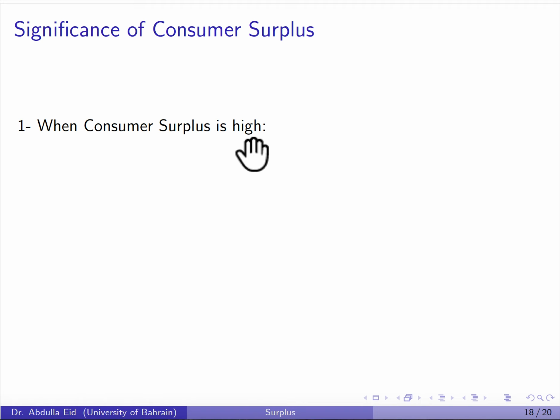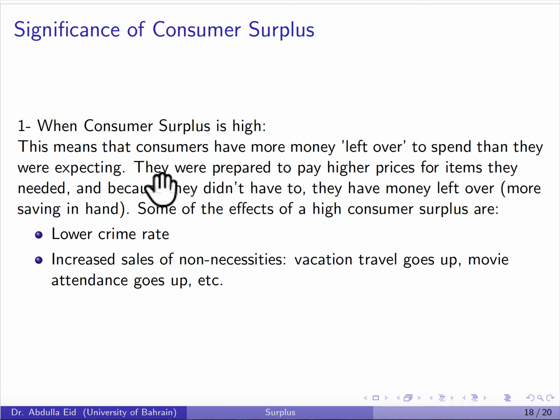For example, if I want to buy a phone and the phone costs $500, and when I go to the shop, I find it for $300, that's good news for me, because in my wallet I still have $200 extra. I will buy the phone for $300, and I will spend the $200 somewhere else. And if I spend it somewhere else, the economy cycle will start to move and it will be very healthy. So this means the consumers have more money left over to spend than they were expecting.